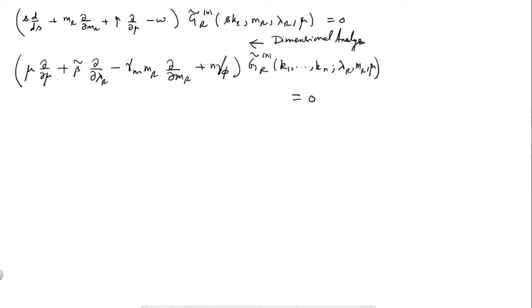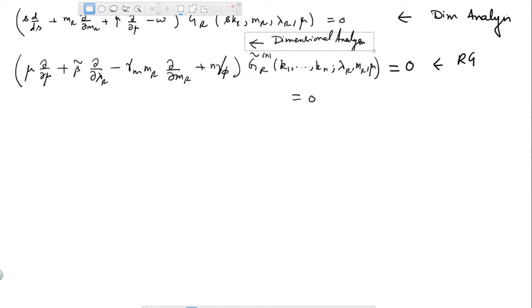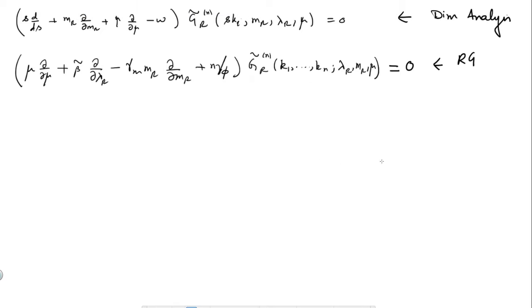Okay, so this is equal to 0 from RG, and this is from dimensional analysis. Okay, I just want to clean up a bit. Okay, good. So we have these two equations now, and each of which has a mu ∂/∂mu. Okay, so we can now eliminate this derivative with respect to mu, and let's see what we get.